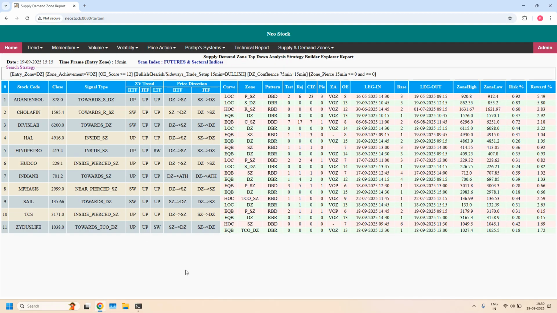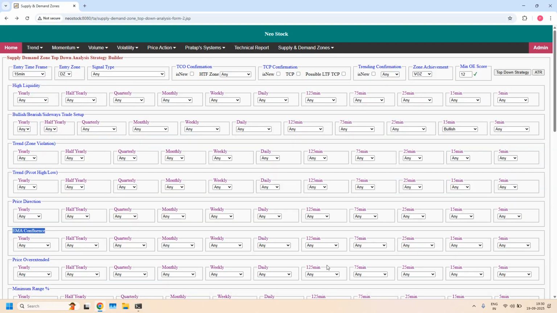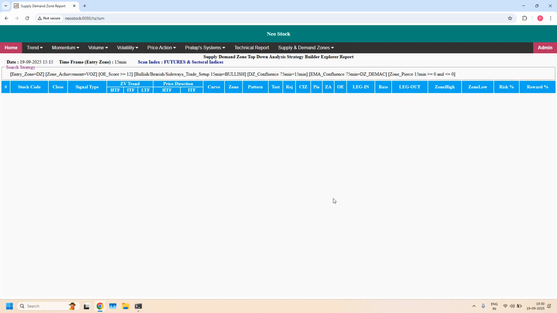So further we can filter based on EMA confluence on the 75 minutes demand zone. We are checking for a 75 minutes demand zone having daily EMA. Let's filter. None of the stocks have a 75 minutes demand zone with daily EMA. So we don't have any high probability trade setup zones based on this strategy.